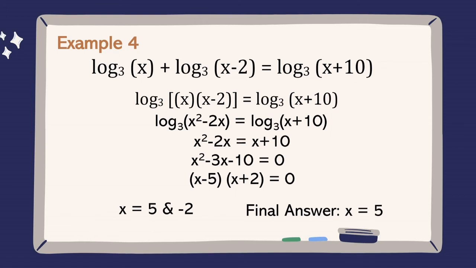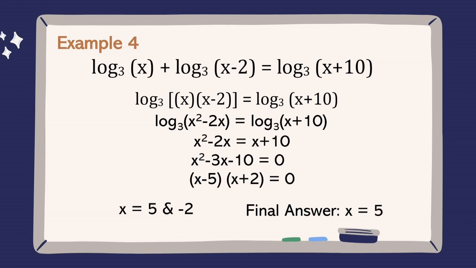Then we drop the logs, set the arguments, which are stuffed inside the parentheses, equal to each other, and we get x squared minus 2x equals x plus 10. Just like what we did in the other examples, we turn it into a quadratic expression. So we get x squared minus 3x minus 10 equals 0, and solve the quadratic equation using the factoring method. We now get x minus 5 times x plus 2 equals 0.